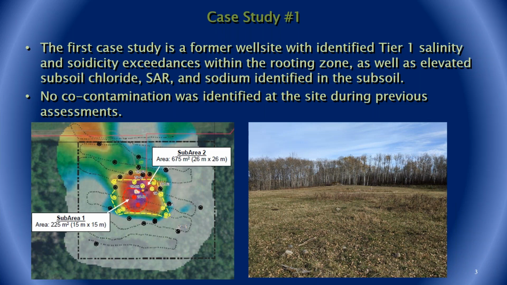The site was subdivided into two separate salinity impacted subareas identified by the red dashed line and the yellow dashed line. And that was done by grouping boreholes together based on magnitude and depth of chloride impacts, as well as identified similar chloride concentration depth profiles.